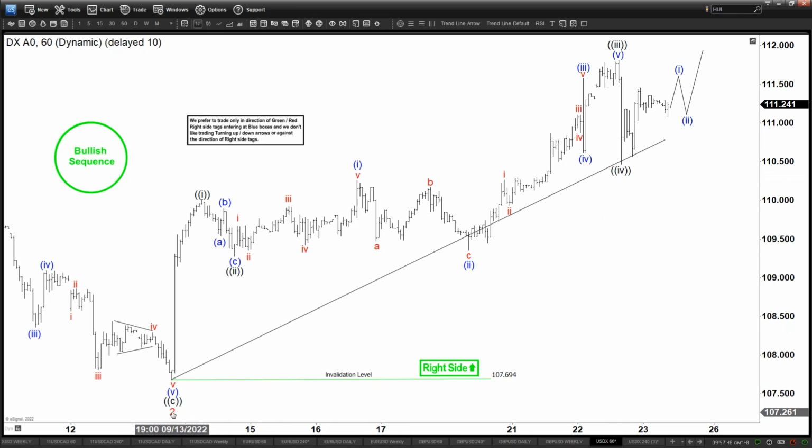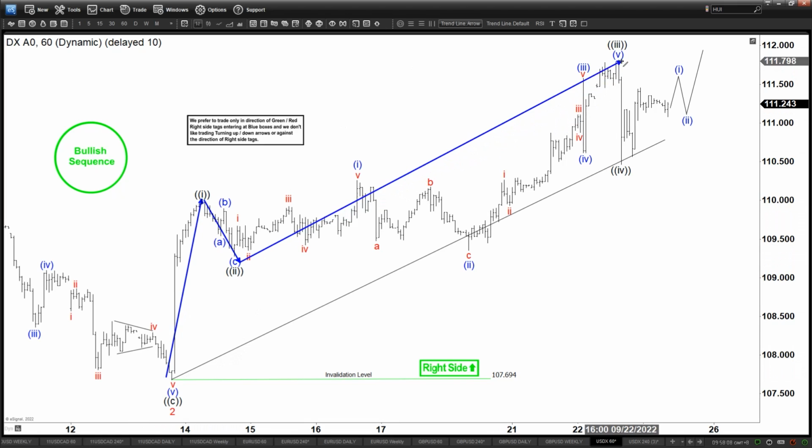We ended wave 2 in the minor degree at 107.7. From there we are going higher, so we are now within this wave 3 in the minor degree, and within wave 3 we should subdivide into 5 waves. We have 1 of 3 here, 2 of 3 here, 3 of 3 here, and this 4 of 3 ended here.